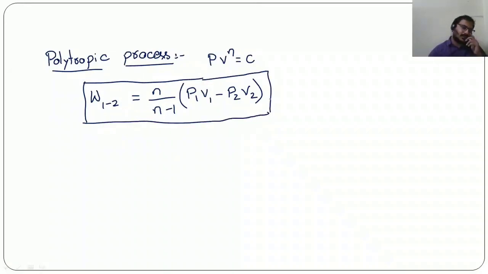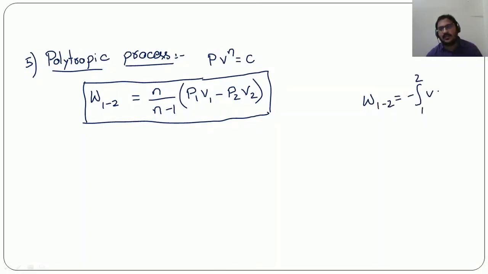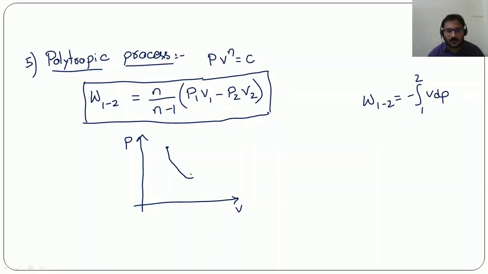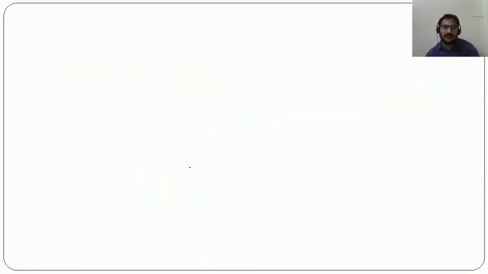So these are the 5 processes which we need to remember. And for open system, we are considering minus integral VdP here, such that we are getting these formulas. That means we are considering majorly expansion processes. If it is compression, you will get n by n minus 1 into (P2 V2 minus P1 V1). So polytropic expansion 1 to 2 you can take like this.